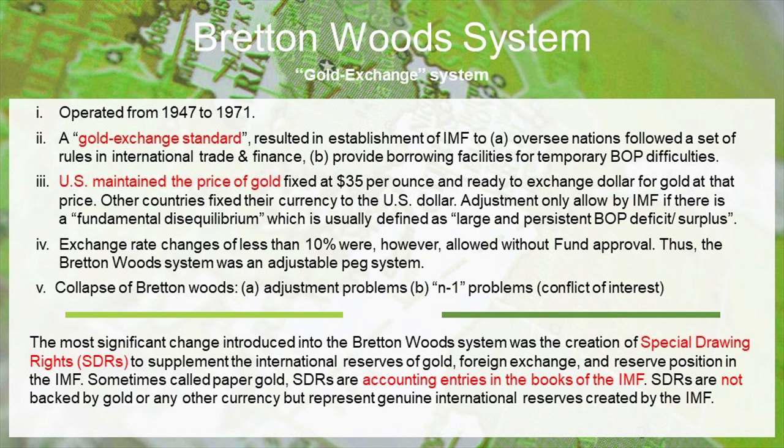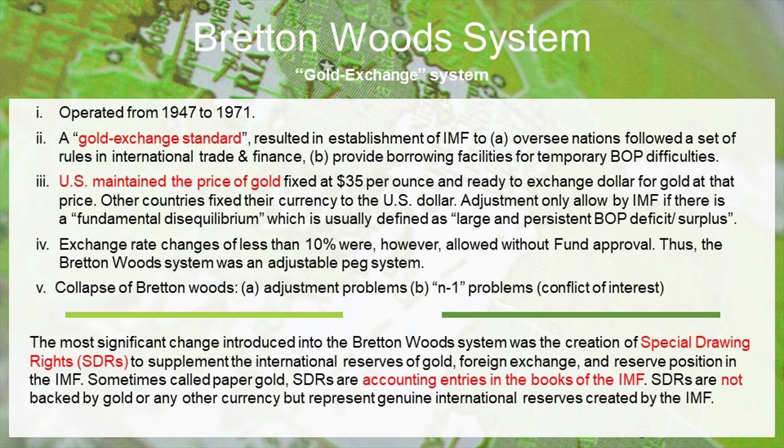The Bretton Woods system, also known as the gold exchange system. 1. Operated from 1947 to 1971. 2. The gold exchange standard resulted in the establishment of the IMF to, A. oversee that nations followed a set of rules in international trade and finance, and B. provide borrowing facilities for temporary balance of payment difficulties.